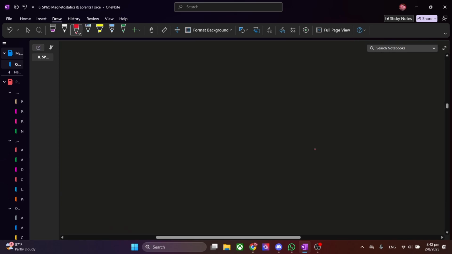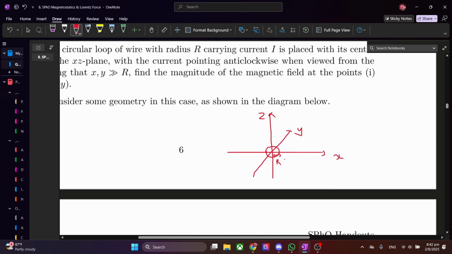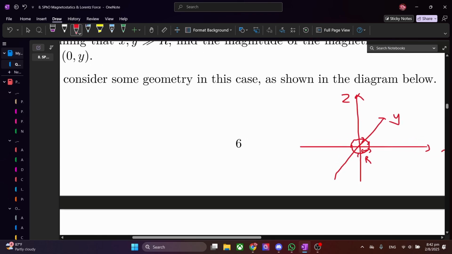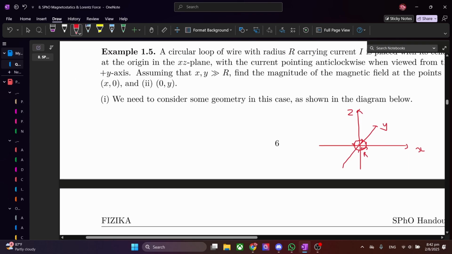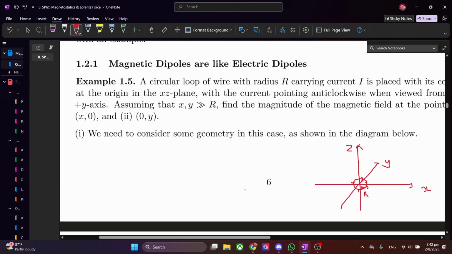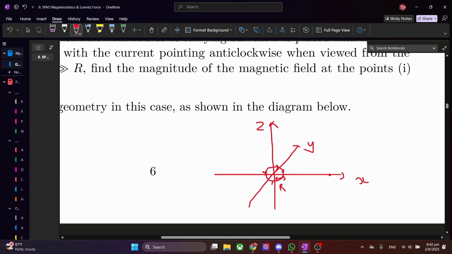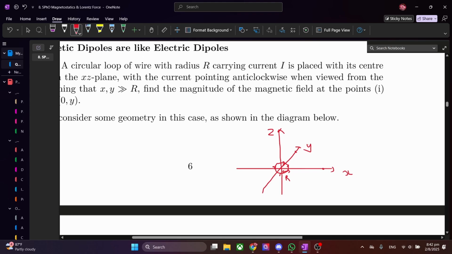And it currently points anti-clockwise when viewed from the plus Y axis. So it looks something like this, because we're viewing from the minus axis this time. But yeah, what we're going to be doing is finding the magnitude of the magnetic field at some point on the x-axis here and some point on the y-axis here.